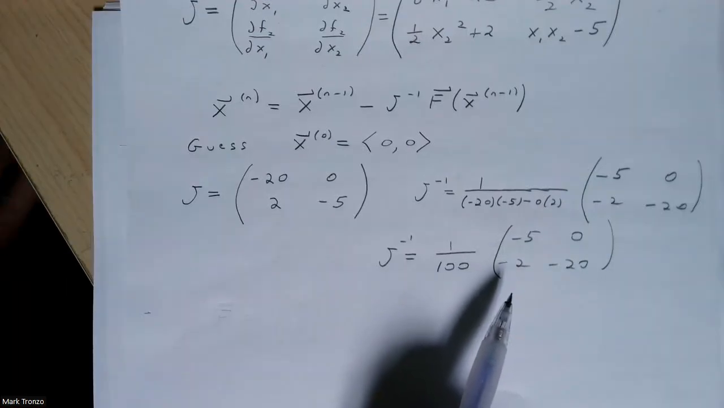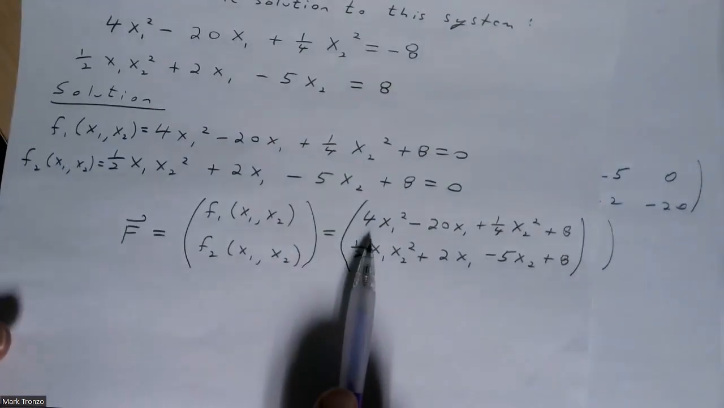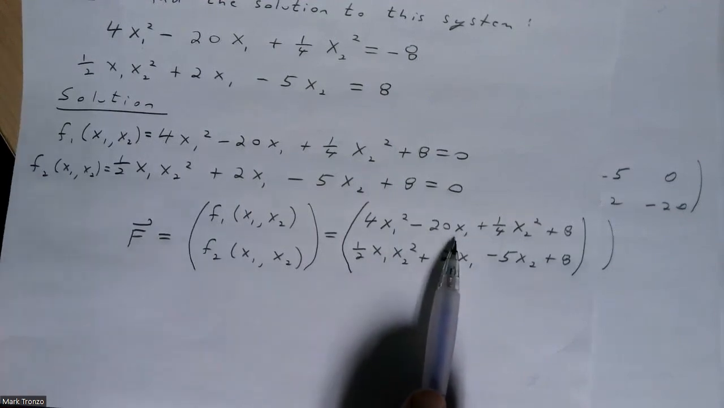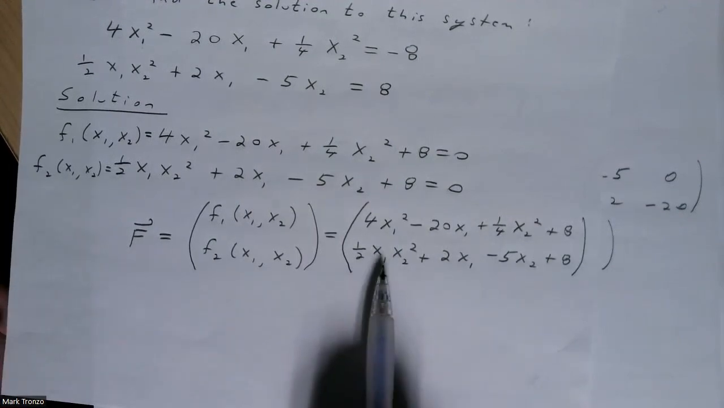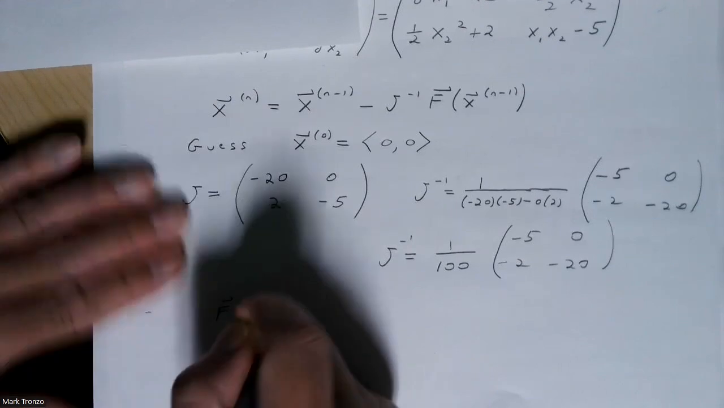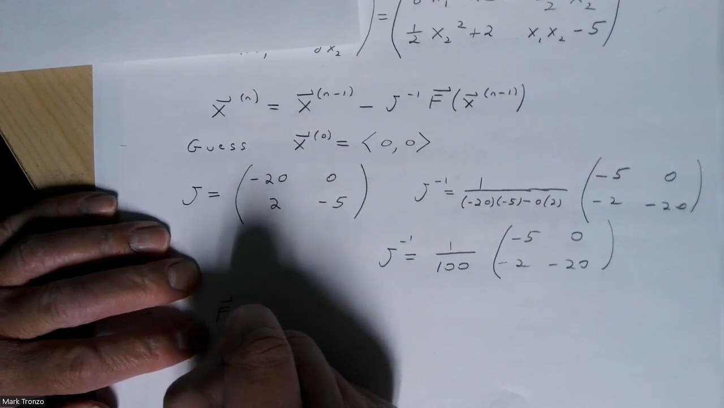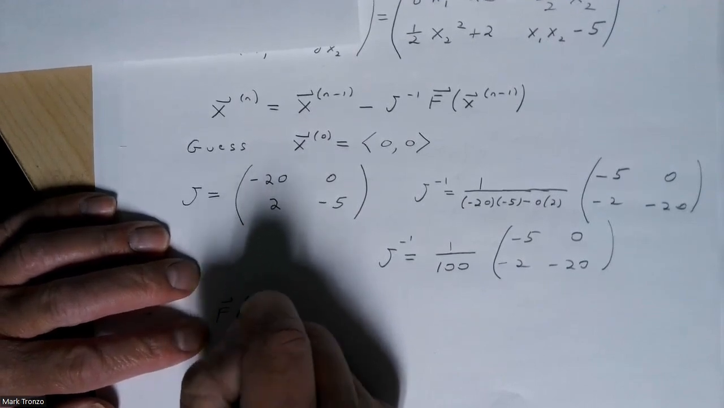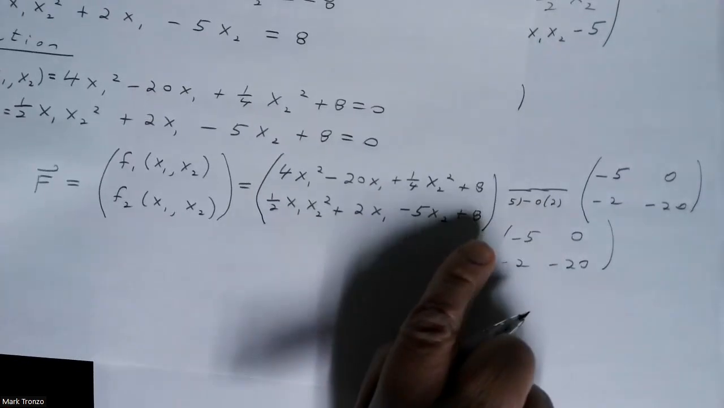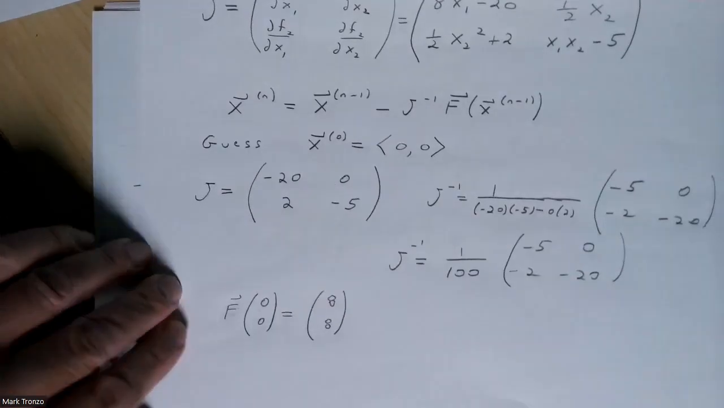So next, we're going to put 0, 0 into our function. And our function up here was this. When we put 0, 0 in this, you can get 0, 0, 0, 8, 0, 0, 0, 8. So let's do that. So for x1, x2, we're going to put 0, 0 in here. And so this is going to be for x1, x2. We're going to get 8 and 8, like that.